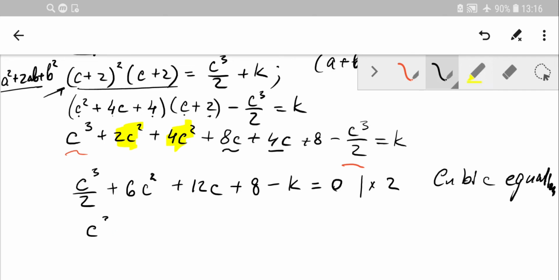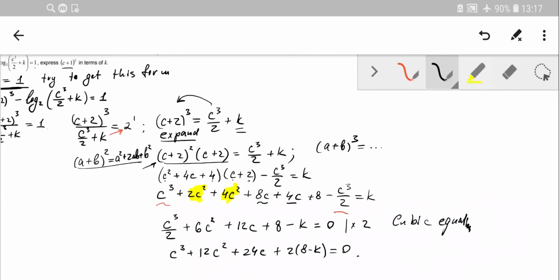You'll get c cubed plus, times 2, 12c squared plus 24c plus 2 times 8 minus k, because I consider 2 times 8 minus k as simply a single term, as the free coefficient. All right, so we've got that, and now we need to find the answer of this equation. So finally, we need to find the roots. Okay, so that's a bit more complicated.